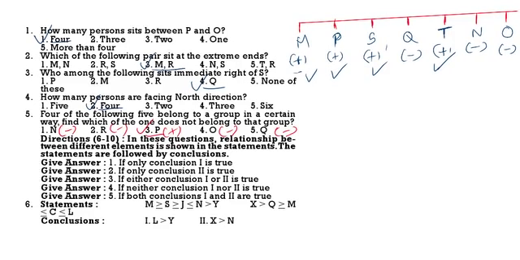Now 6 to 10. These are greater than, lesser than questions. In these questions, the relationship between different elements is shown. The statements are followed by the conclusions. Give answer 1 if only 1 is true, 2 if only 2, 3 if either 1 or 2, 4 if neither 1 nor 2, 5 if both 1 and 2 are true.